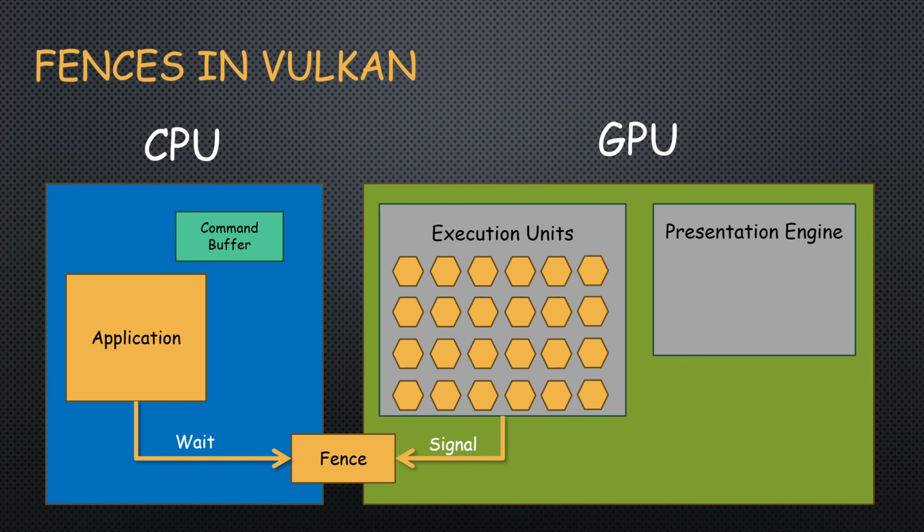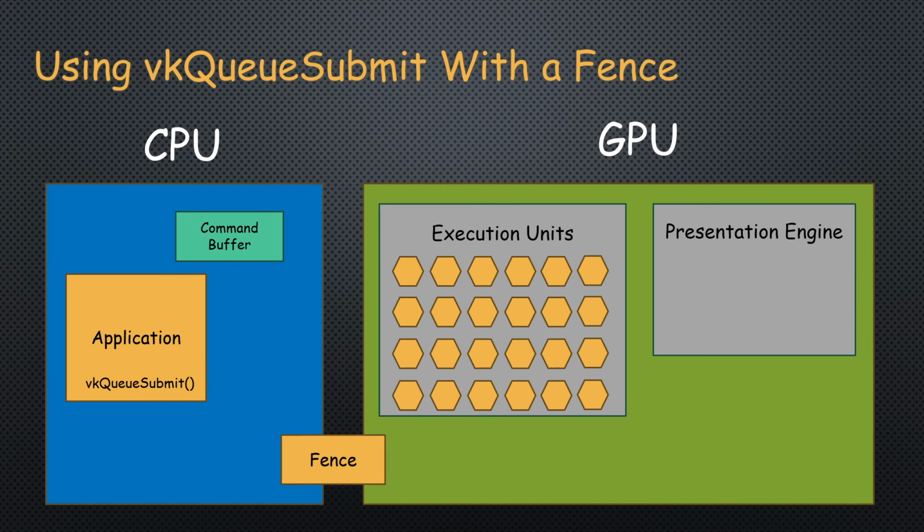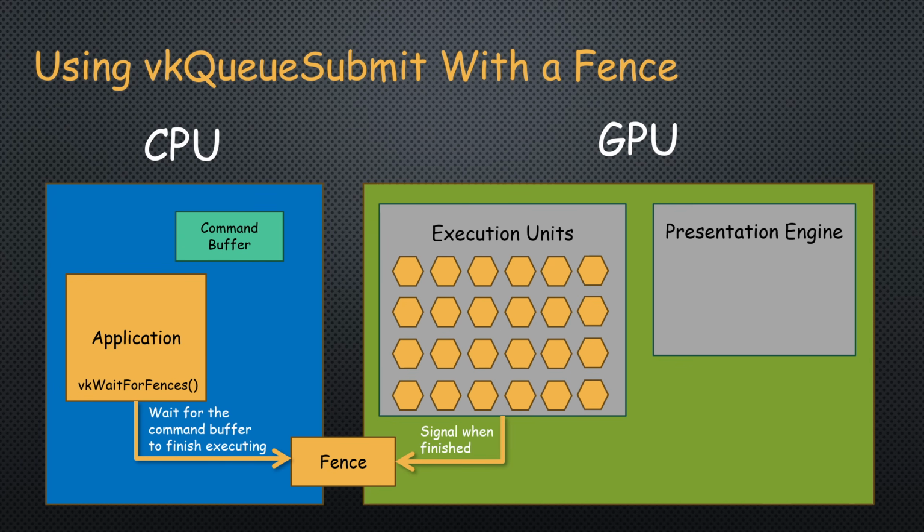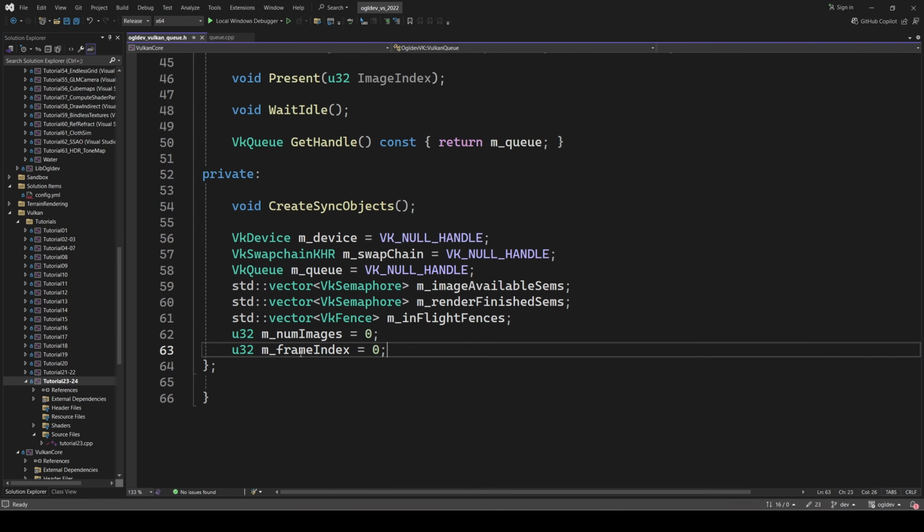Several Vulkan API functions take a fence as an optional parameter. The one that we will be using in this implementation is queueSubmit. Providing a fence to this function allows us to wait until all the command buffers in this queueSubmit function call have finished executing. Here's how the solution is going to work. The class now contains two vectors for the same pair of semaphores as before, image available and render finished. In addition, we have a vector of fences and a rotating frame index which goes from 0 to the number of images minus 1 and then back to 0.